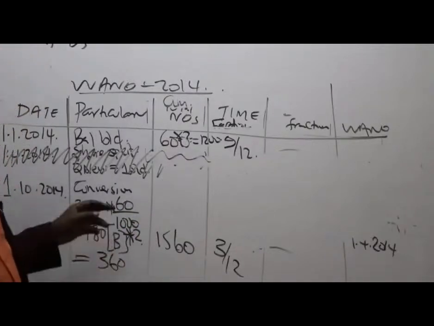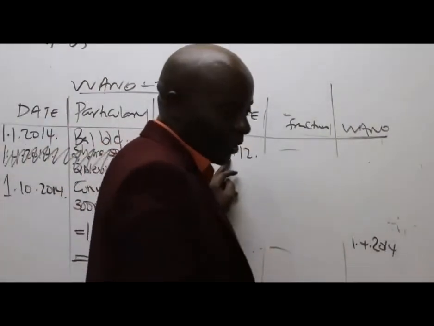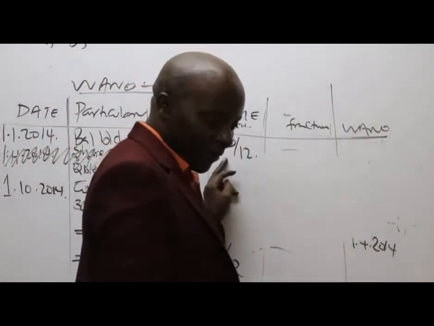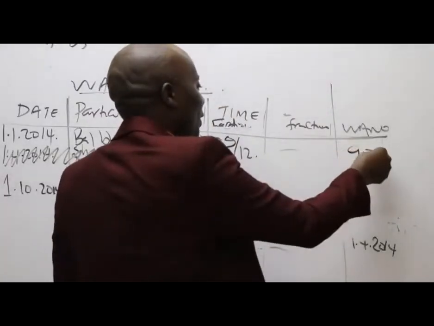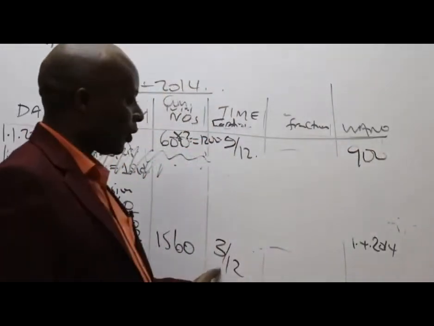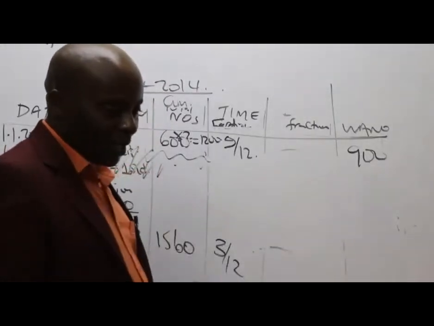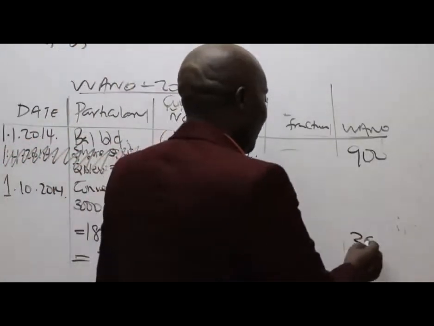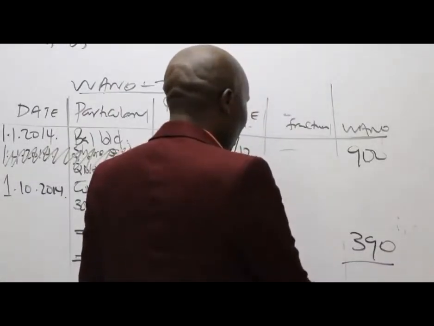Okay, so then what do we have here, somebody? This is 1,200 times 9 over 2. You guys are not giving me answers. Why? 900. Thank you very much. How about this one here? 1560 times 3 over 12. This will give me 390. So when you add here, then now you have the one-offs for 2014.